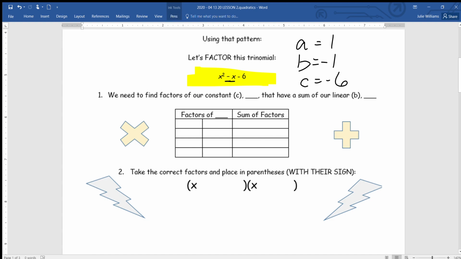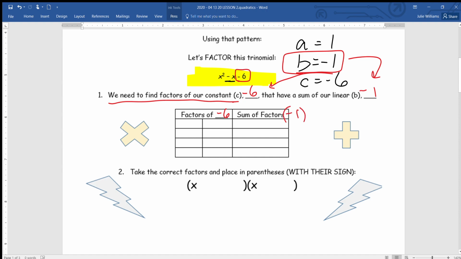Okay, so we need to find factors of our constant. This is my constant. Factors, because that means two numbers multiplied together. My constant is C. My constant is -6. So I'm going to put -6 here. Factors of our constant that have a sum of our linear. So what that means is we need to find factors of -6 that have a sum of -1. So two numbers together that equal -6 that have a sum of -1.